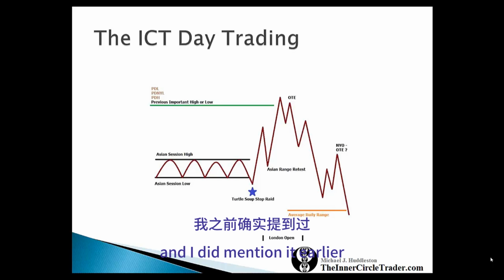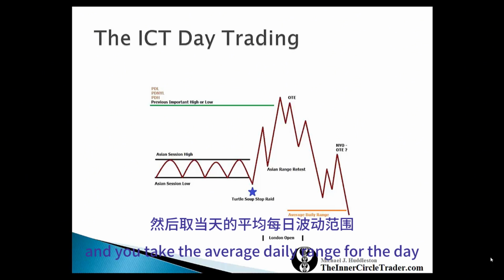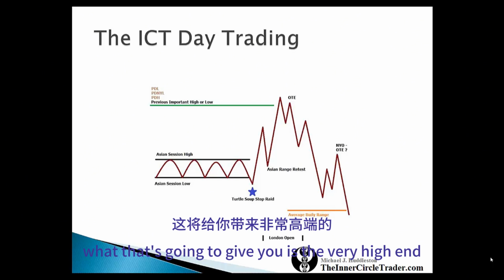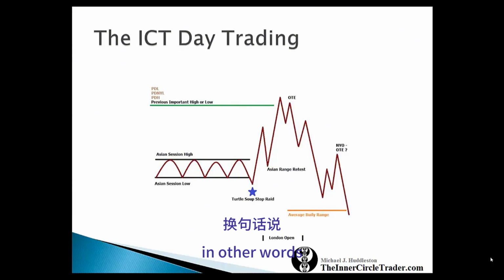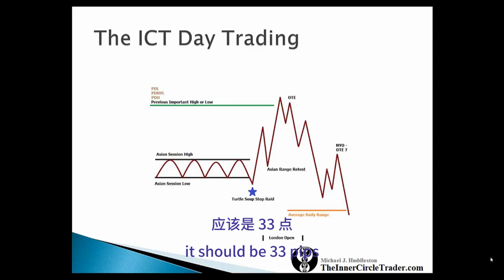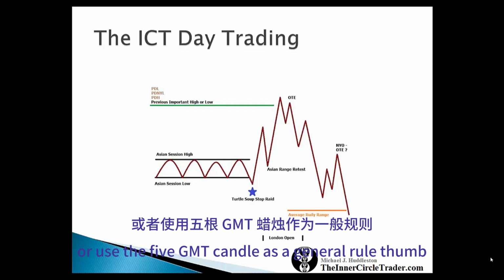I did mention it earlier, but if you take the average daily range for the day you're getting ready to trade, and you times that by 0.33, what that's going to give you is the very high-end level that should form for the day. In other words, if you have an average daily range of 100 pips, it should be 33 pips from the opening price at midnight in New York time, or use the 5 GMT candle as a general rule of thumb.